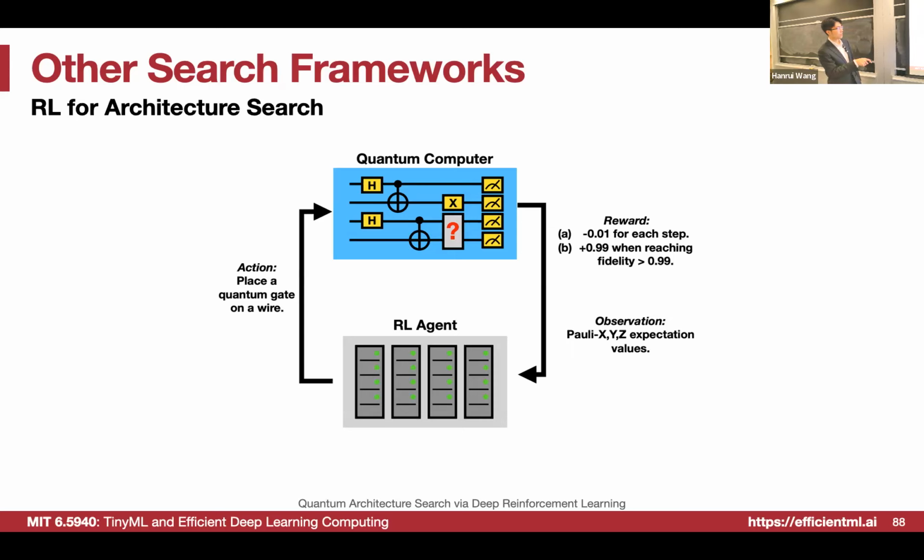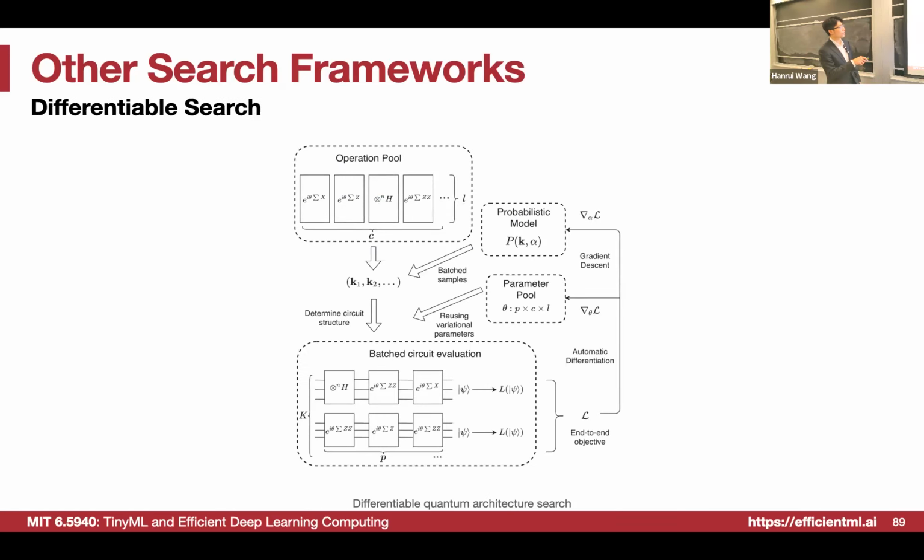So say the action is to increase the circuit structure one gate by one. Our agent will place a quantum gate on an arbitrary or a decided qubit, and then the reward will be generated and returned to our agent to gradually grow the structure of the circuit and finally reach a good circuit structure. And of course, we can also use some differentiable search method, where we can compute the gradients from the search structure and then use a gradient-based method to update the structure.